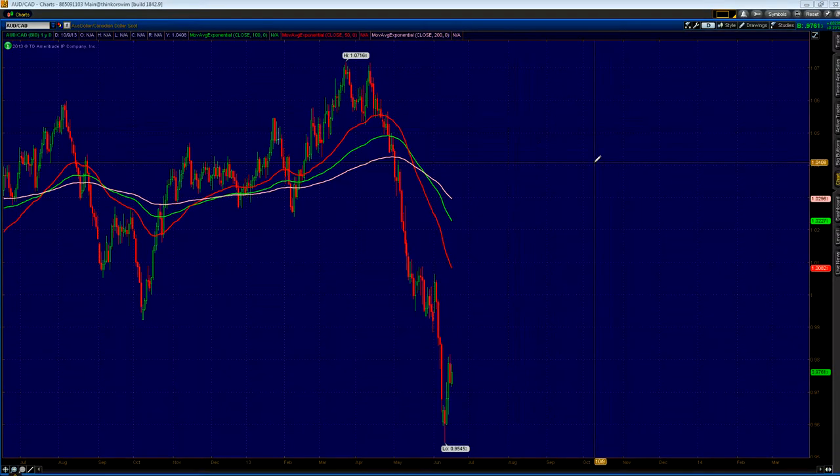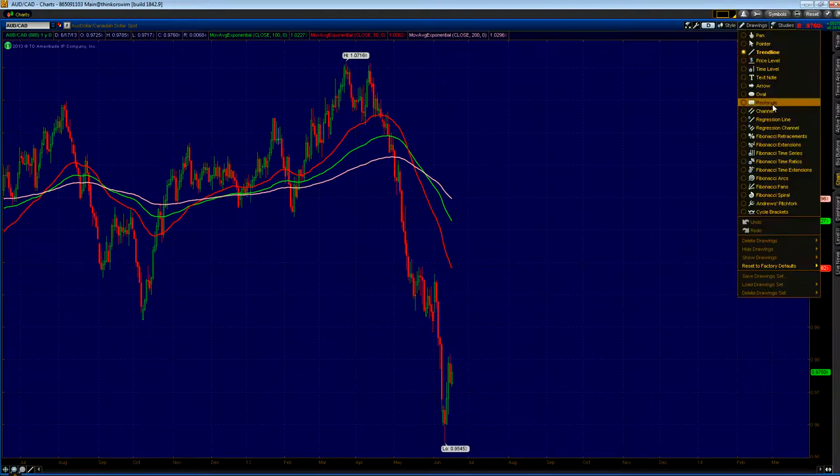Okay, so we have the daily chart here of Aussie CAD. You can see that starting on the 11th of June, we put in a reversal candle. We've headed higher 3 of the next 4 days. So now we're seeing whether or not this brief and early move higher has room to continue.